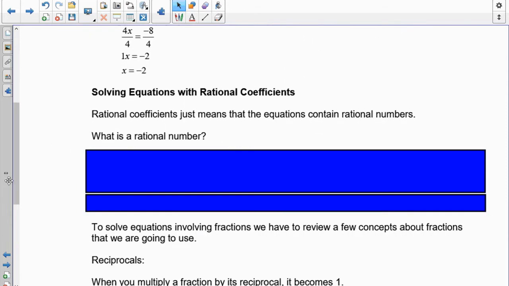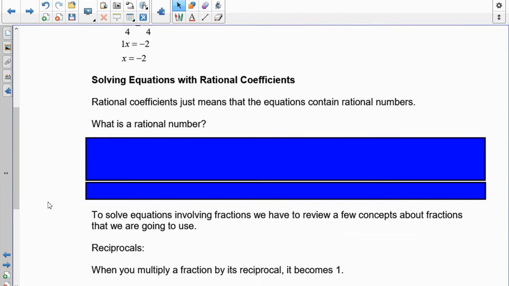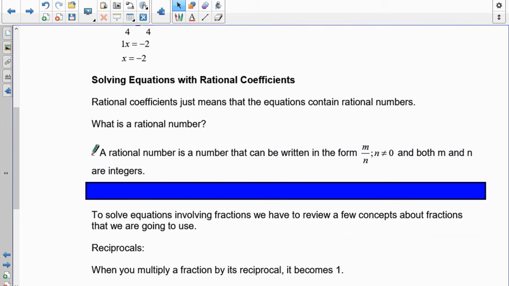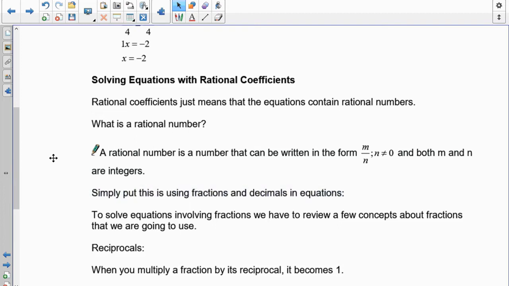All right, so let's talk about what a rational number is, because that's what we're going to be starting with first. A rational number can be defined as a number that can be written in the form of a fraction m over n, where n cannot be a 0, because if n's a 0, you get an undefined number. So both m and n have to be integers, so positive or negative numbers on top and bottom, where the bottom one cannot be a 0. That's how we define a rational number. Now, to simply put this, so you can understand it, it's positive and negative fractions and decimals.